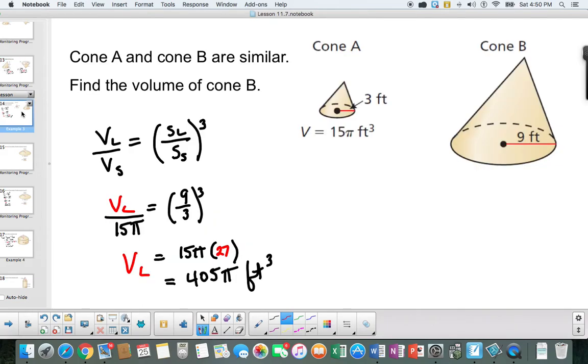All right, let's look at similarity. These two cones are similar, and we'd like to figure out the volume of cone B. So I set up my proportion here. Volume of the large, I know the volume of the small one is 15 pi. I know the scale factor is 9 to 3, which is just 3. When you take 3 and cube it, it's going to be 27. And my answer will be 405 pi. I'm going to leave it at 405 pi because the volume of the small was in terms of pi as well. So that will be fine.